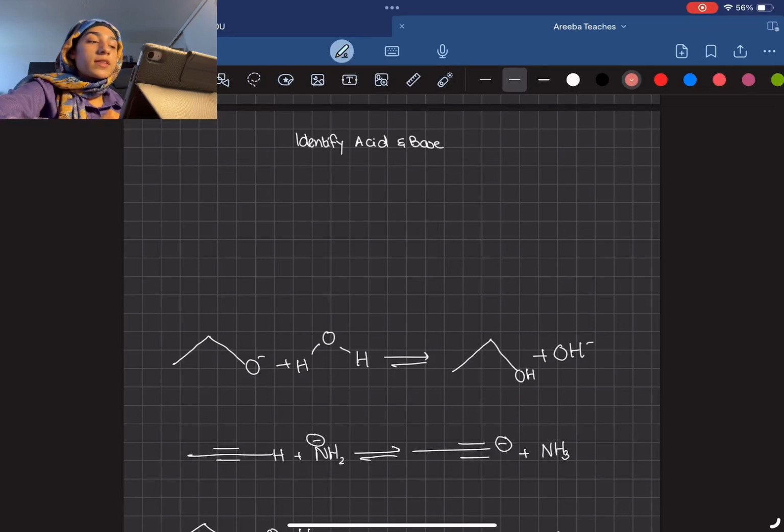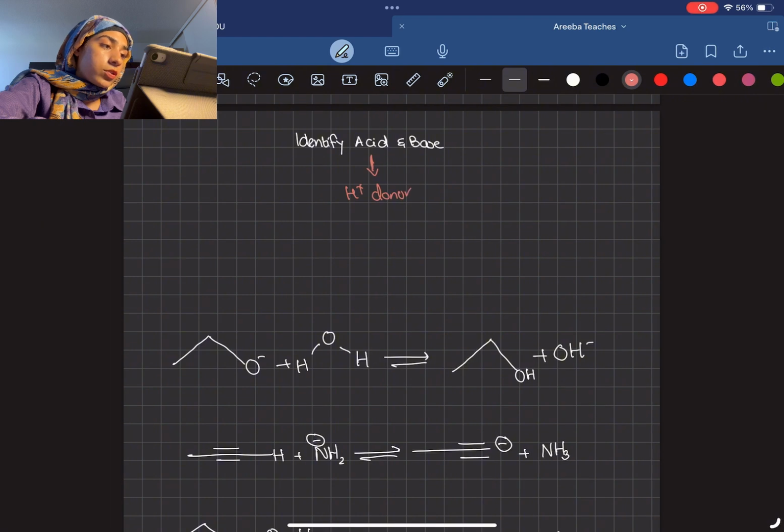Hi, today we'll look into acids and bases and see how you recognize if something is a base or an acid, or a conjugate base or conjugate acid. So first we'll start with what it means when we say acid. An acid could be a proton donor, so that means a base could be a proton acceptor.